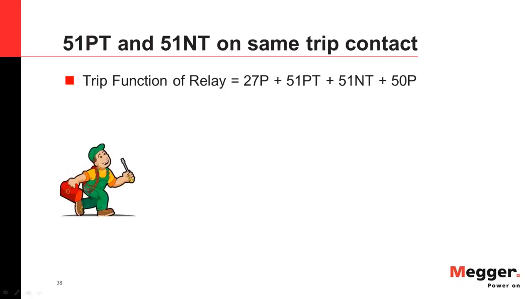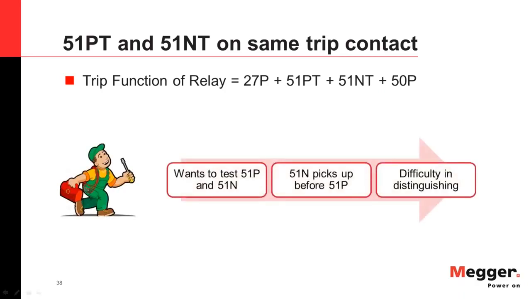Let's bring back Mr. X again, and now he wants to test the 51P element and the 51N element. But he sees a problem. The problem he sees is that my 51N element is getting picked up before my 51P. He's trying to do a single phase test, to be more clear. And according to the test, the 51N element is getting picked up before 51P all the time. He's not able to test his 51P.